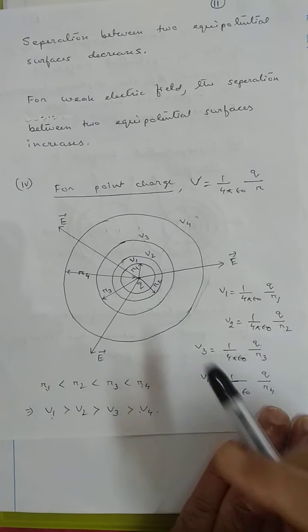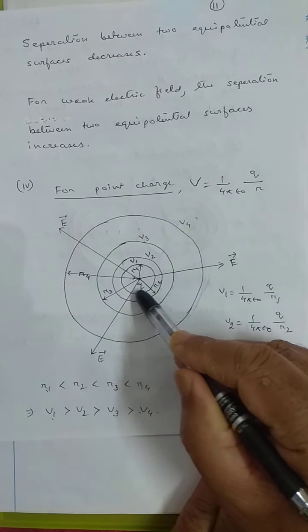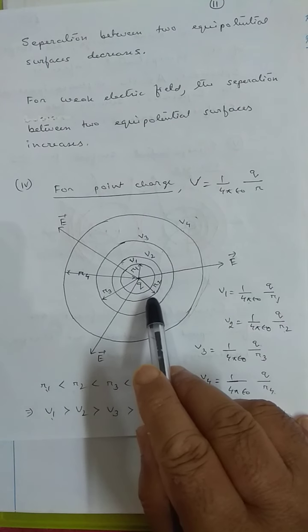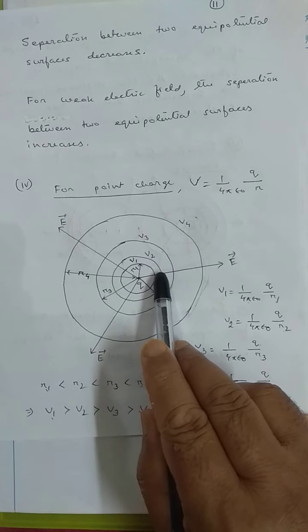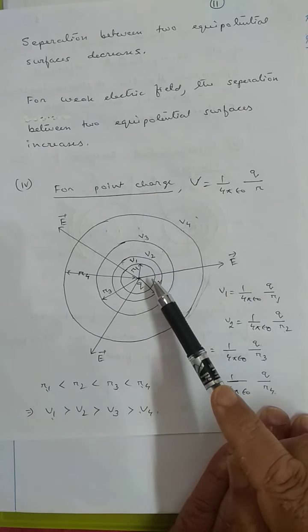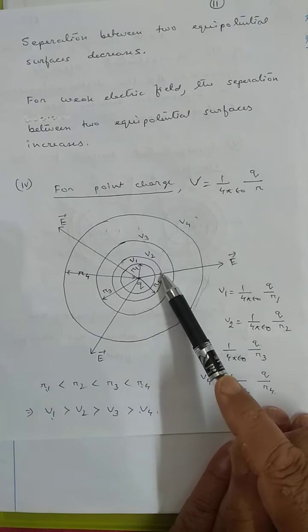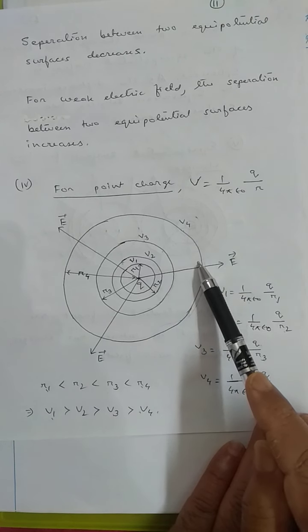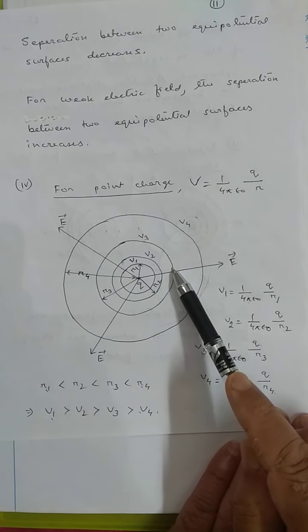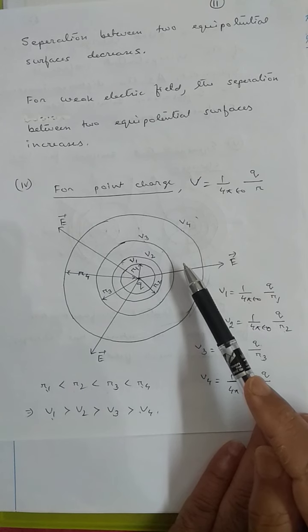In order to move a charge from here to here, no work has to be done. But if you want to move a charge from this surface to this surface, you have to do the work. Because this and this, they are equipotential surfaces, but they do not have the same value.